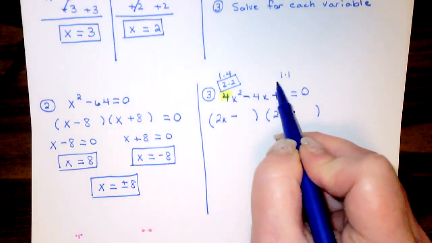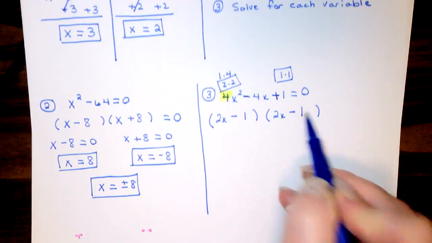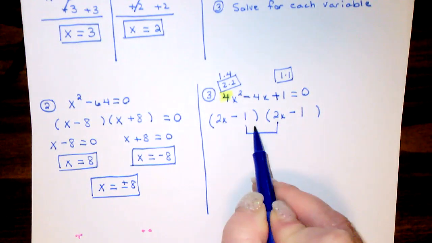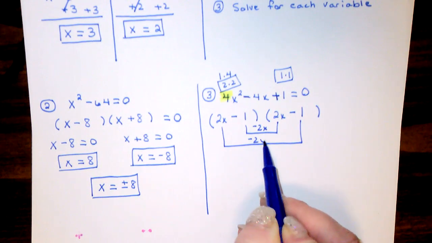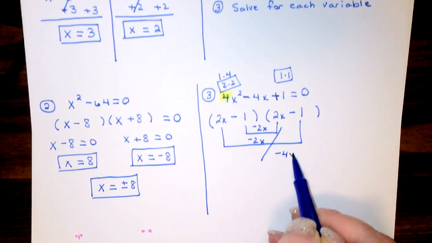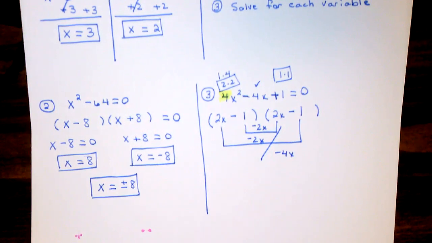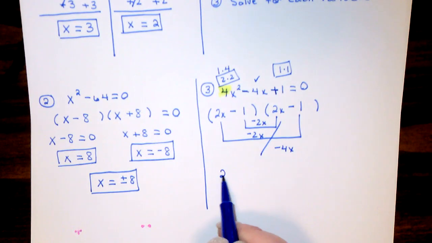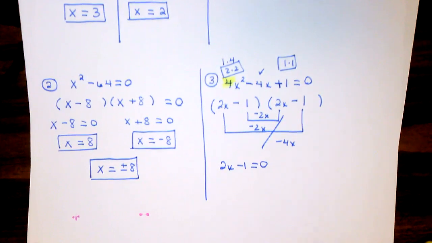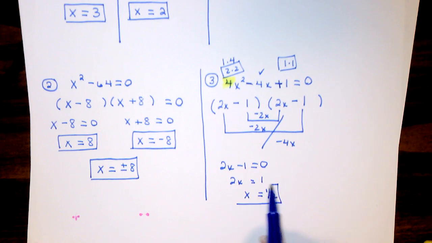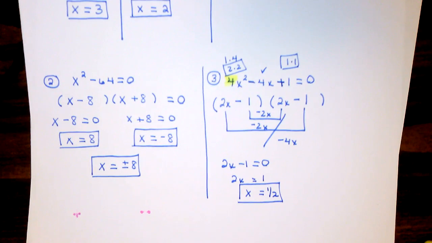So the only thing for 1 is 1 and 1. So let's see if this works. Negative 2x and negative 2x does add to give you negative 4x. Okay, so this is called a repeated factor, which means you're going to get the same answer twice. So you can just list that one time. So 1/2 would be the solution to that problem.